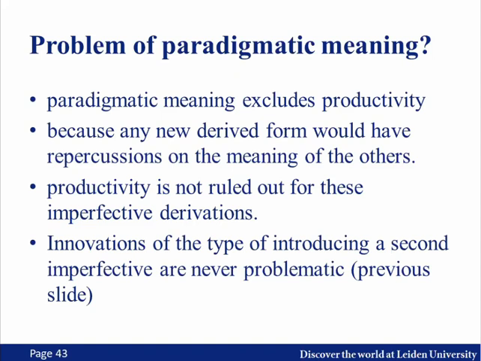And the idea of paradigmatic meaning is in some theories of morphology excluded, because some theoreticians of morphology will say that there is no memory in morphological derivation. In Iraqw, I think to some extent there clearly is. But this idea of paradigmatic meaning is not a problem for productivity, because as we have seen, it's not ruled out. It still can happen in Iraqw, and all the innovations can never pose a problem in the interpretation, as I've just argued in the previous slide.